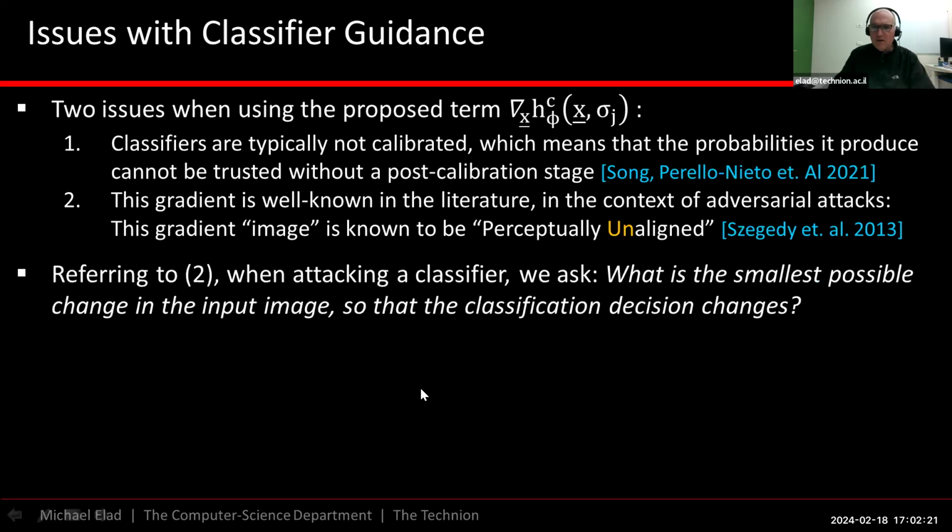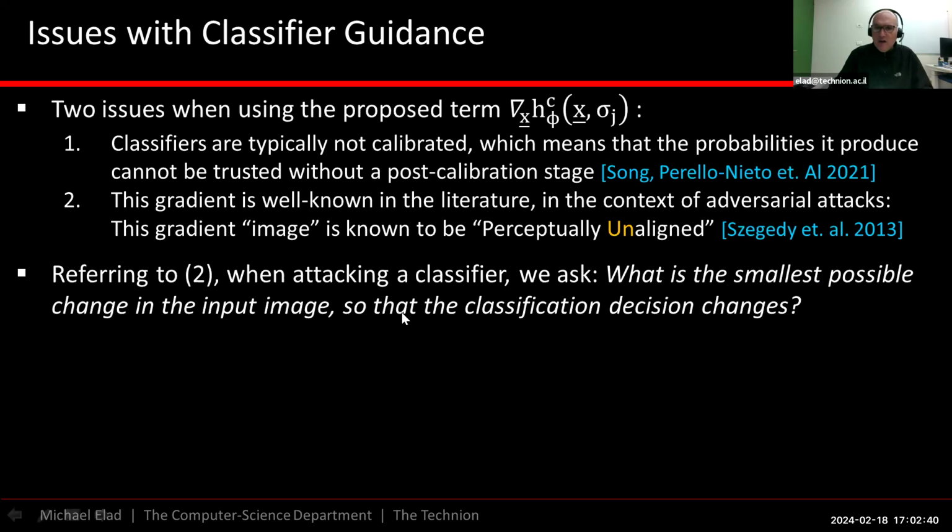The message is the following. If you have a classifier and you want to attack it, what do you do? The classifier sees an image and says, this is a dog. So I'm asking, what is the minimal change in the input image that will make it less of a dog? You know what? That will make it a camel.